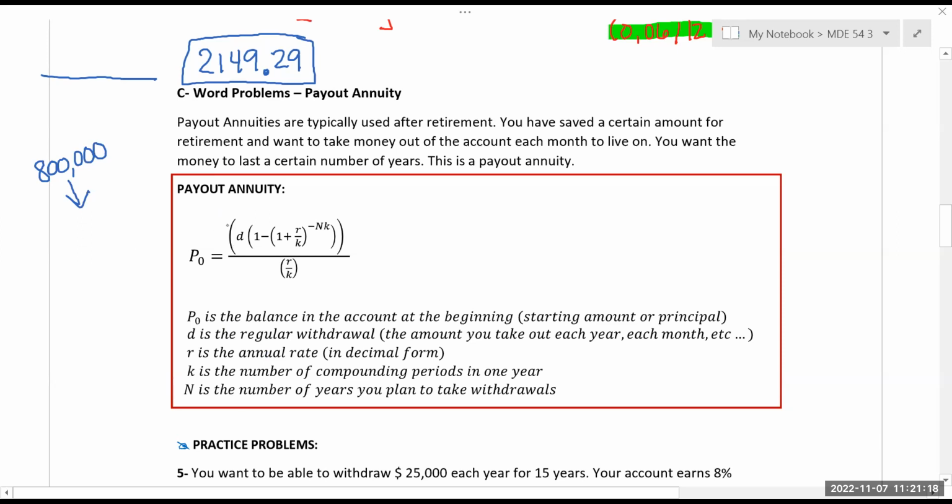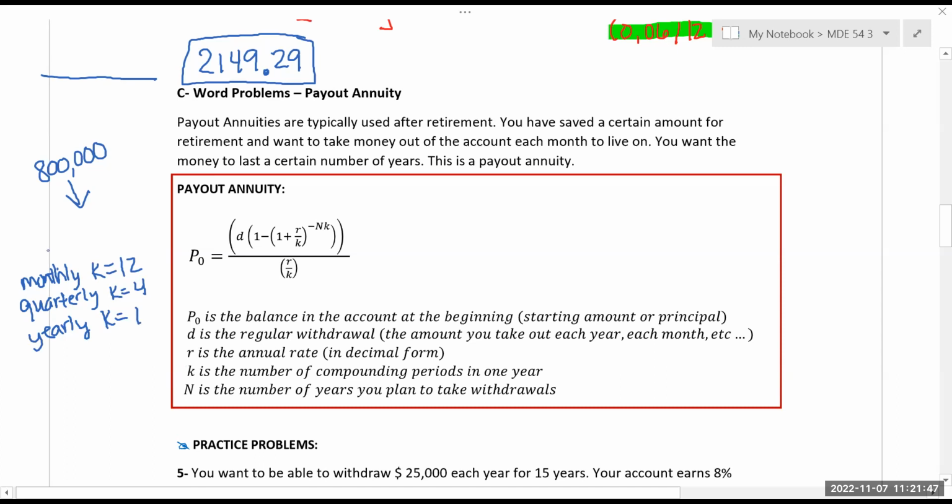D is the regular withdrawals. r is the annual interest rate in decimal form. k is compounding periods in a year. And n is number of years you plan to take. So just as a quick reminder, monthly k is 12. If you wanted to take your money out quarterly, k is 4. If you were to take it out yearly or annually, a lump sum once a year, it could be 1. So there are several versions that k could be.